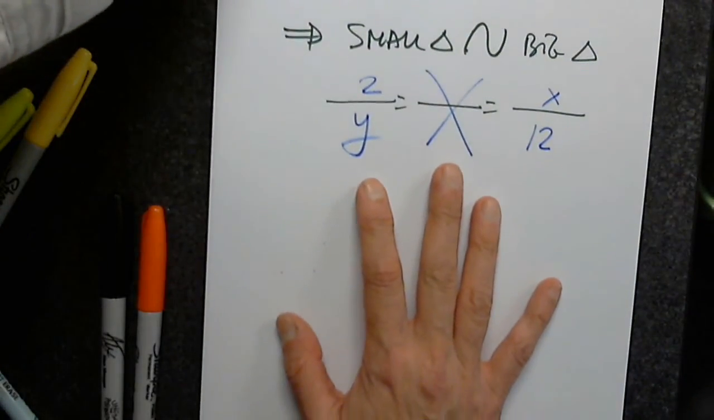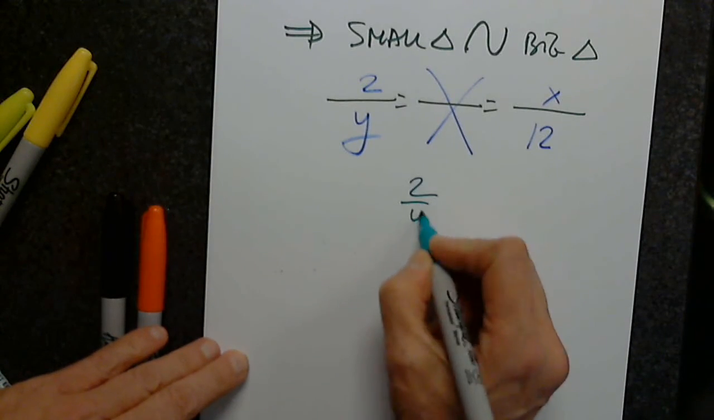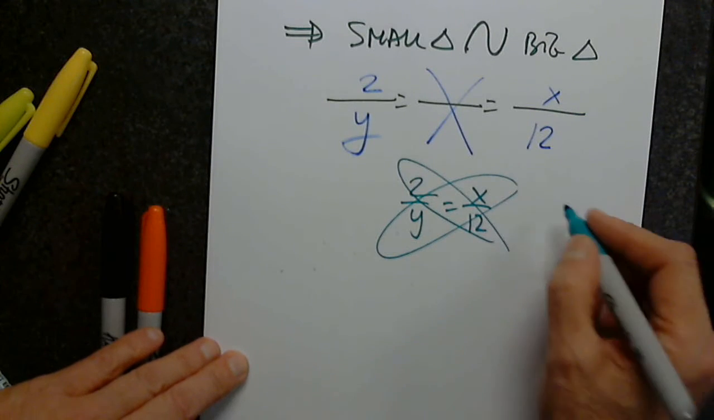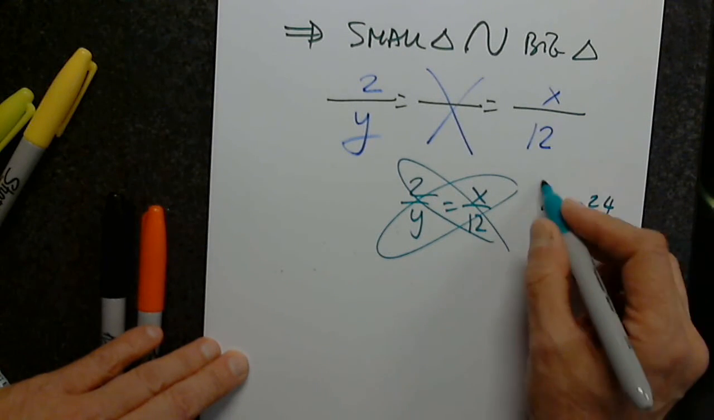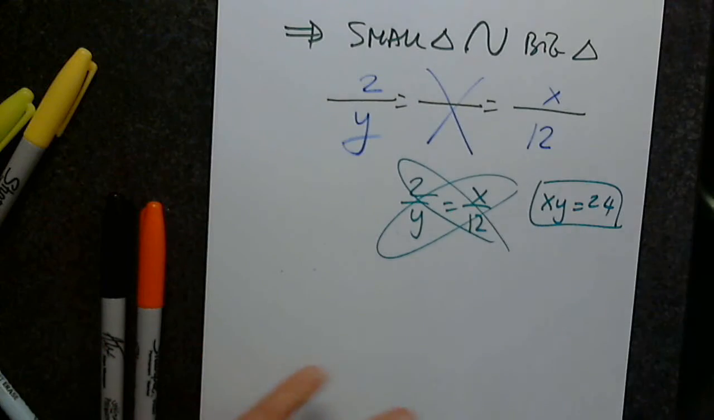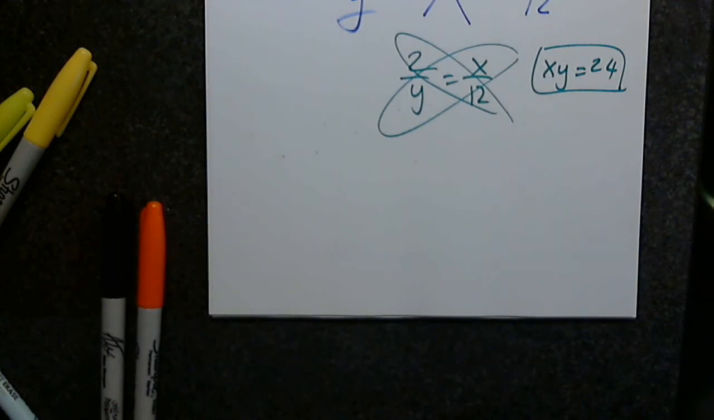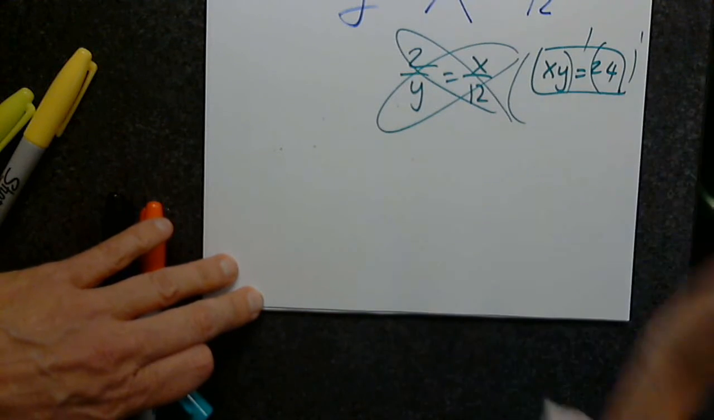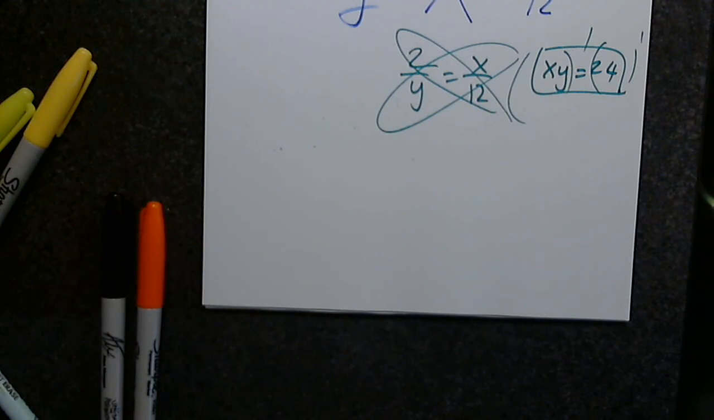So the proportion that I have is 2 over y equals x over 12. I cross multiply because it's a proportion, and I get xy equals 24. What am I after again? Good. So I will differentiate the left, I will differentiate the right. But remember, we didn't write this, but we know that x is a function of time and y is a function of time. Good.